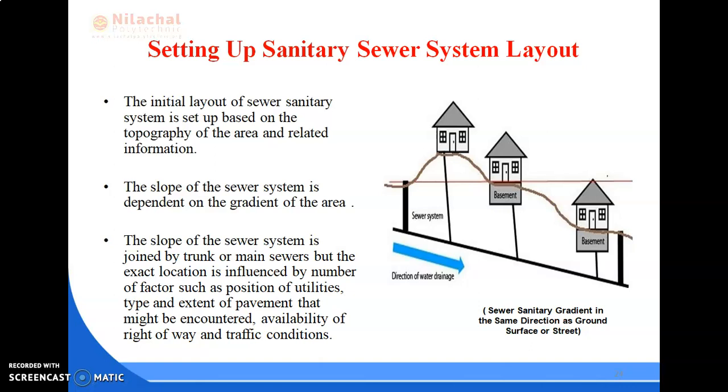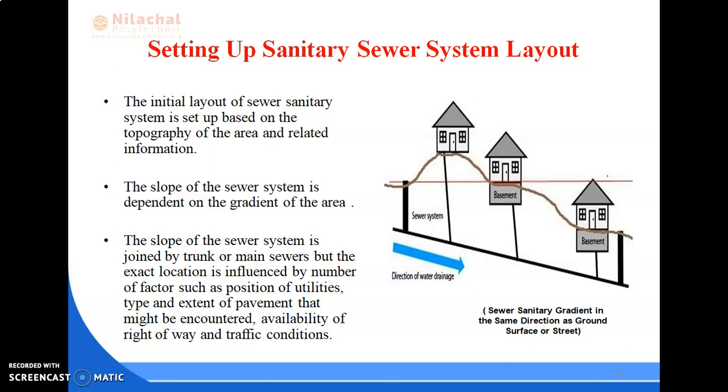Next, setting of the sanitary sewer system layout. The initial layout of the sewer sanitary system is set up based on the topography of the area and the related information. So, the topography is a major thing which we have to study before drawing the layout of the sewer line. The slope of the sewer system is dependent on the gradient of the area.